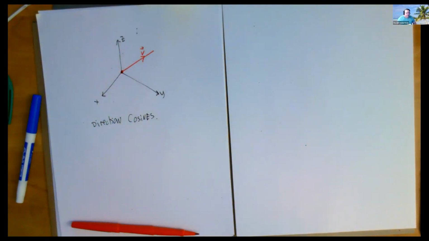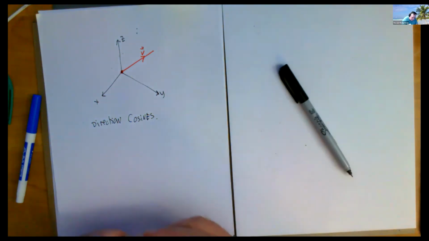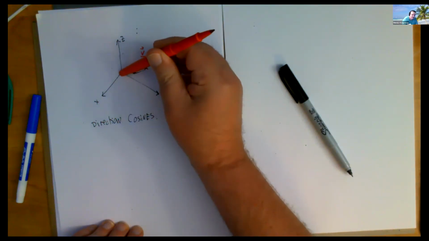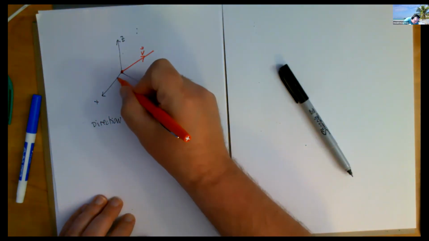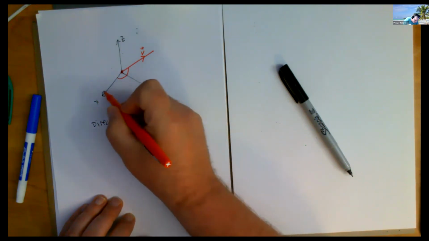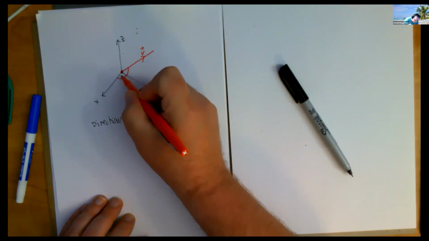Direction cosines. Now, this vector makes an angle with the positive x-axis, an angle with the positive y-axis, and an angle with the positive z-axis. The angle that it makes with the x-axis is called alpha.